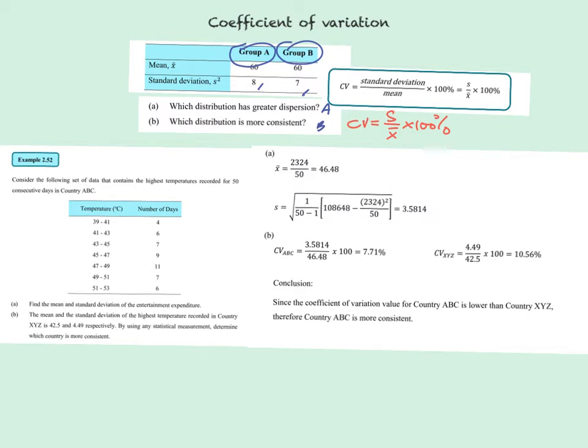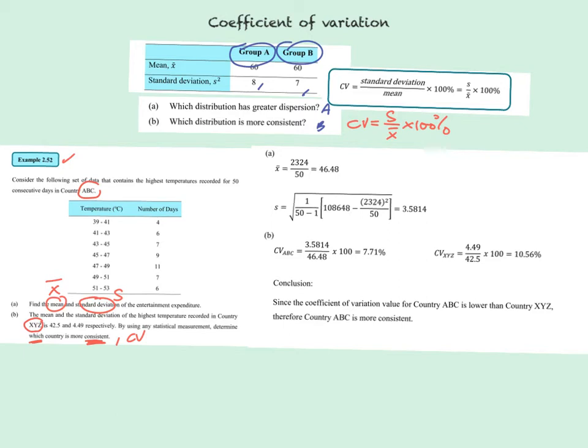In example 2.502, this is grouped data. So first you need to find the mean and the standard deviation, and after that we need to find the CV. How do you know this question needs the coefficient of variation? Because the question states to determine which country is more consistent. So you need to know whether X, Y, Z or A, B, C is more consistent.